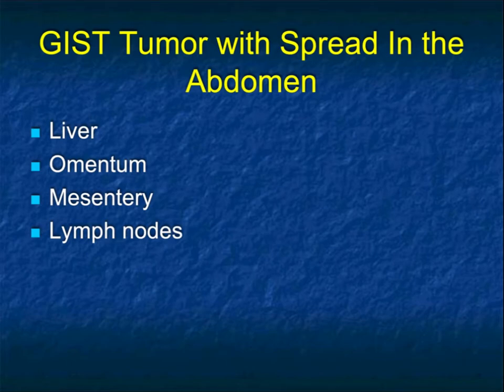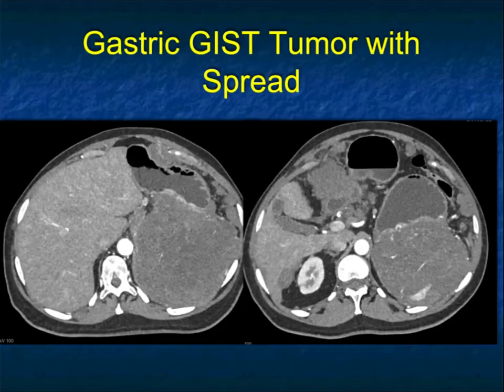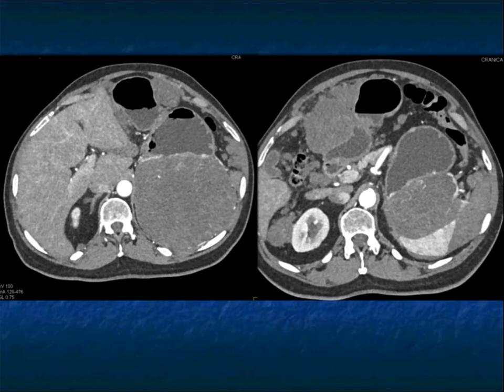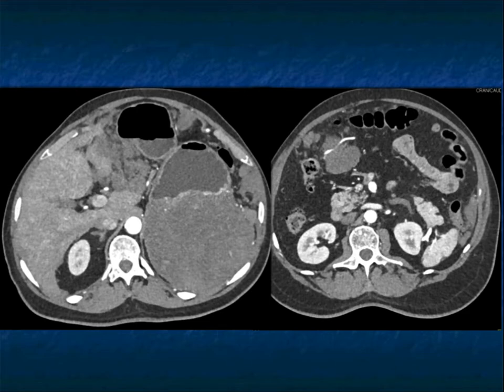Now, when GIST tumors do spread, we mentioned omentum and mesentery, rarely to lymph nodes, but also to liver. Here's a large GIST tumor, but you can see it spread. Look at the implants on the anterior wall of the stomach. Look at the implants by the gastric antrum. Look at the implants on the patient's omentum. And as we scan down, you see omental implants, you see mesenteric implants. There's even implants by the right pararenal space. Typically, you think about lymphoma and metastatic melanoma.